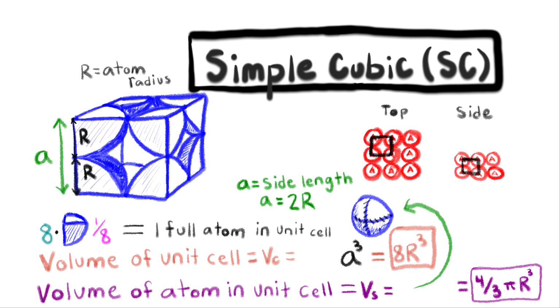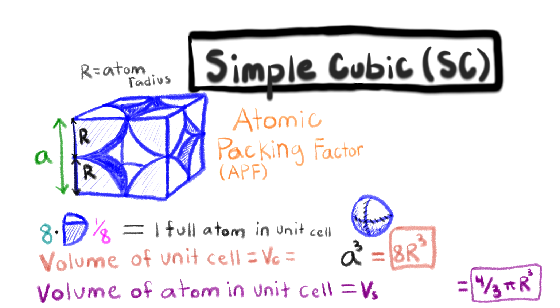I'm going to introduce a new term here, and it needs to be present in your notes on each of these crystal structures. It's called the atomic packing factor, or APF for short. Mathematically, the packing factor is equal to the occupied volume of a unit cell divided by the total volume of the unit cell. In layman's terms, it tells us how much of the cell is occupied by stuff.